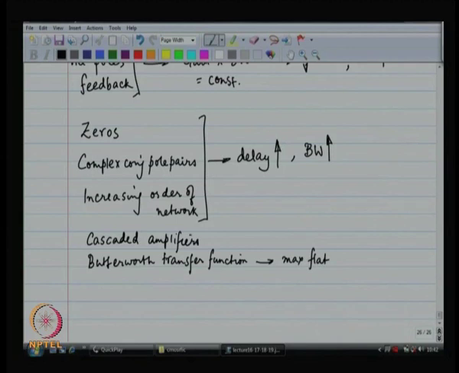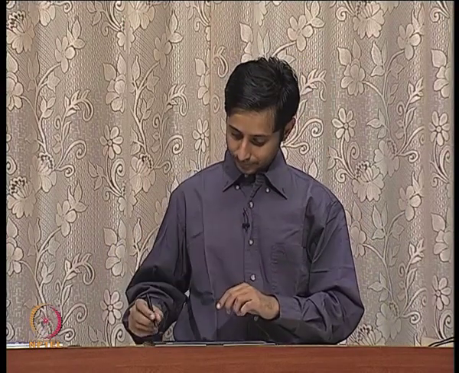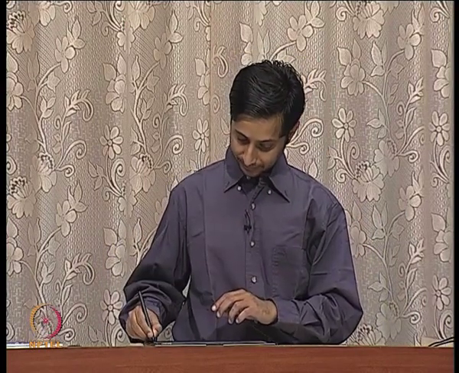It is like this. Suppose I want a gain of 1000. I can get a gain of 1000 by cascading 3 amplifiers, each of gain 10, right. Each amplifier is going to give me its own pole, its own delay. Now, what you have to do is something like this. So, suppose you want a gain of 1000, let us say you have got some op amps with you.